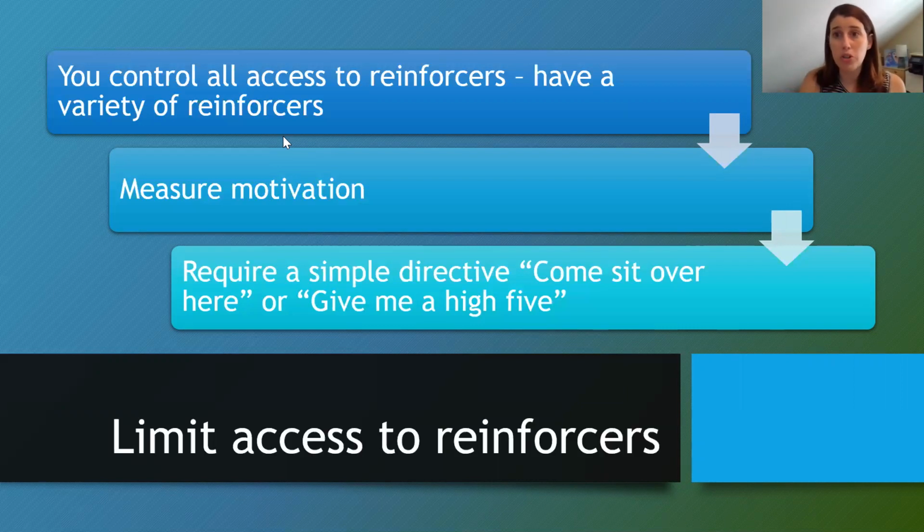So you really need to measure that motivation. Are they approaching you? Are they going further away from you? Is your toy maybe making a noise that could be off-putting to them? You really need to be in tune with their motivation.